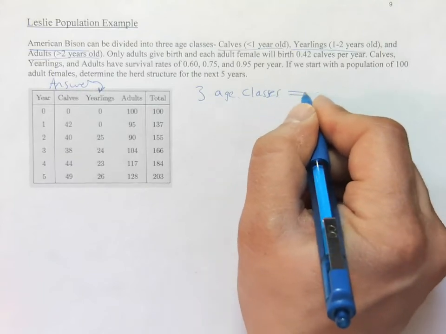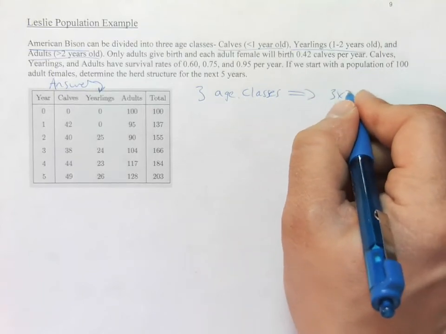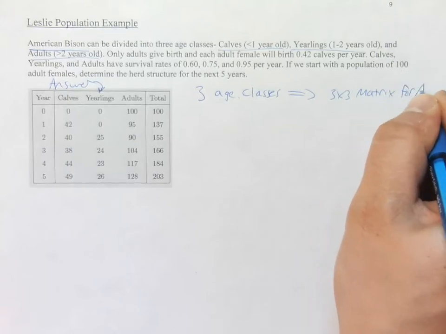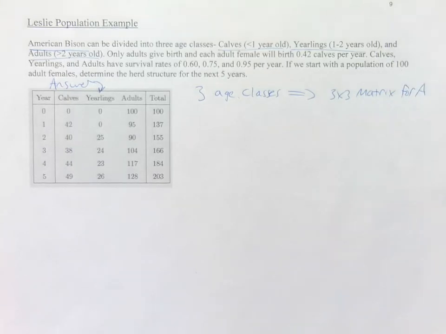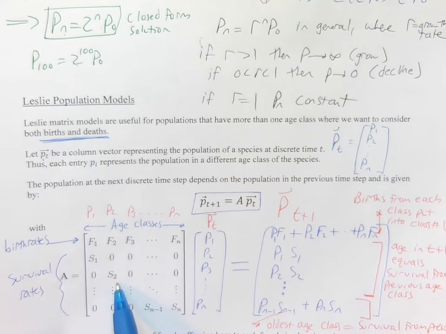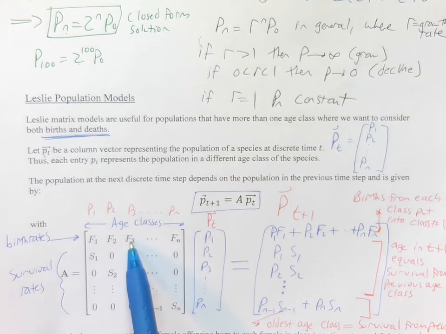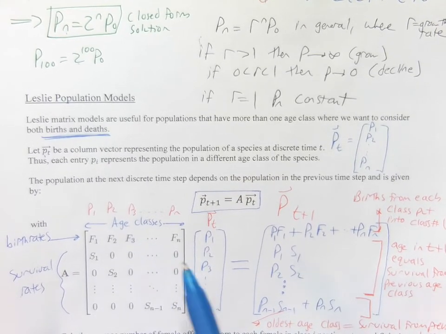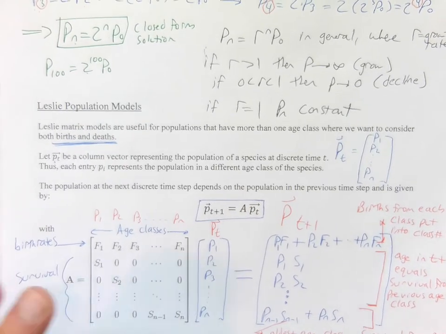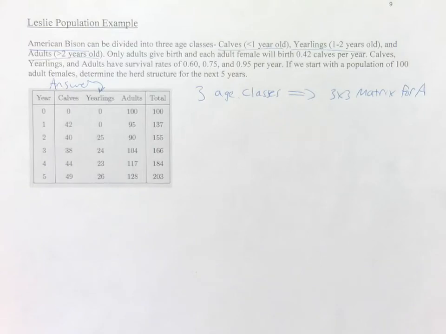And so that means we're going to use a 3 by 3 matrix for A. When we think about the matrix A, it has survival rates and birth rates in there. S obviously stands for survival. The reason that they use F for birth rate is because it technically stands for fecundity, which is the biological word for birth rate. And so we need birth rates and survival rates, and we're being told those things.